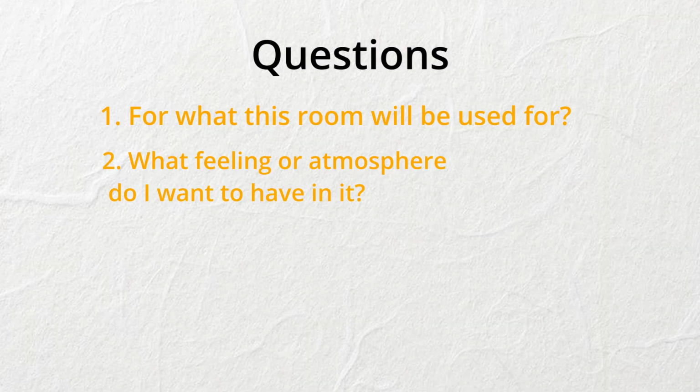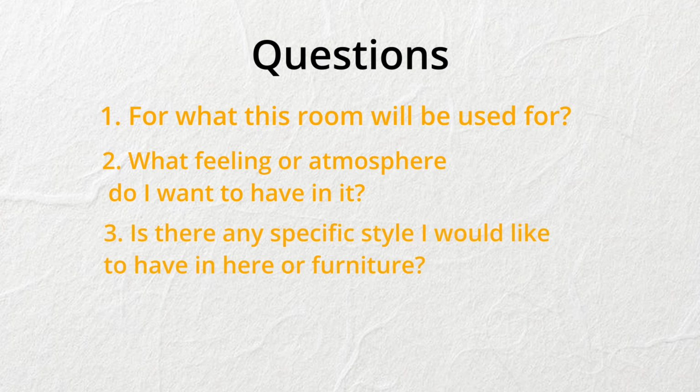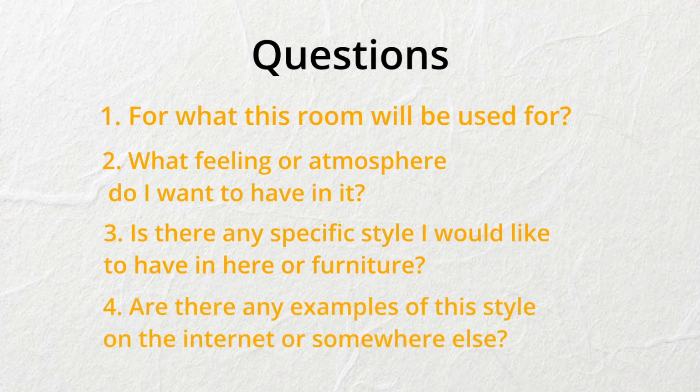Third one, is there any specific style I would like to have in here, or furniture? It can be minimalistic style, it can be modern style, or maybe you want to have that mushroom lamp somewhere, or maybe that couch. Well, write it down. Fourth, are there any examples of this style on the internet or somewhere else? Go find examples on Pinterest, on Instagram, or somewhere else. Maybe you can go to the nearest shop. Maybe you will see some furniture you want to have.